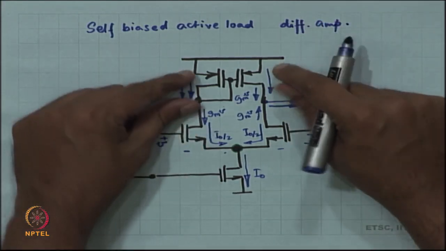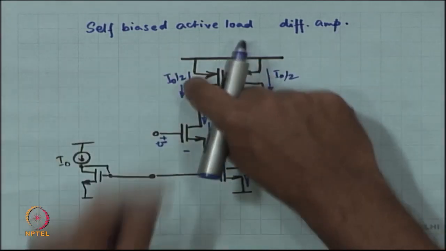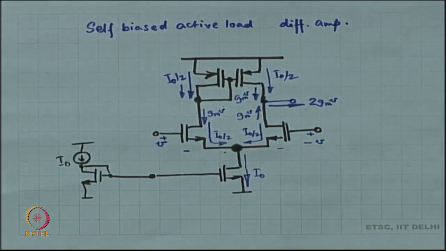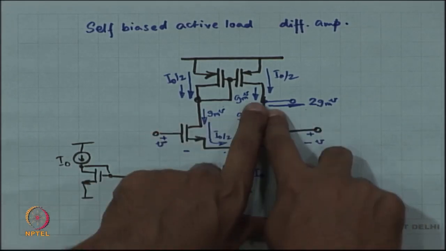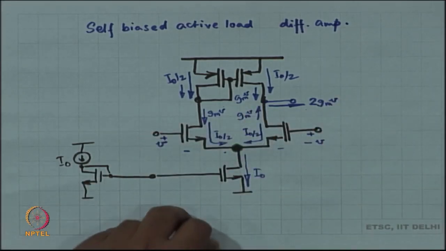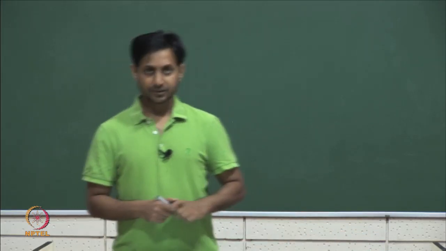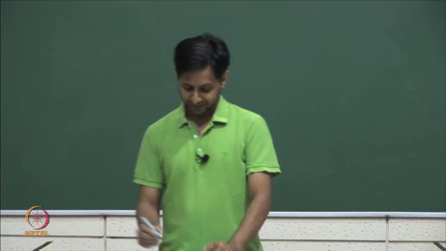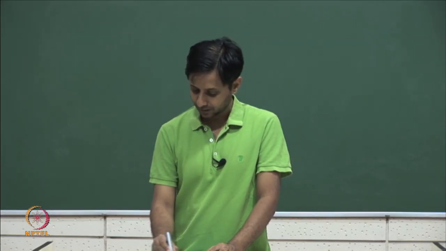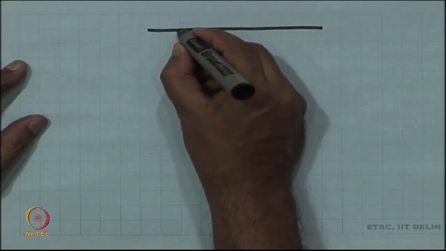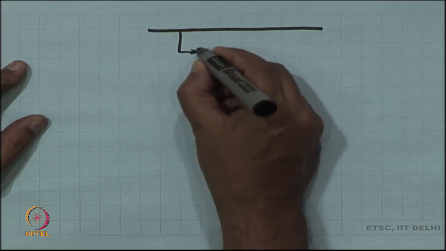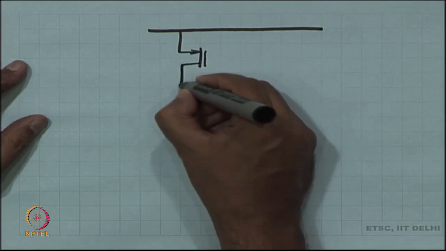Okay. So, the active load is self biased basically with a current mirror, okay, and it is differential input, single ended output. So, this is what we are going to study next. This is going to be our agenda right now. So, let us study it in a little more detail.